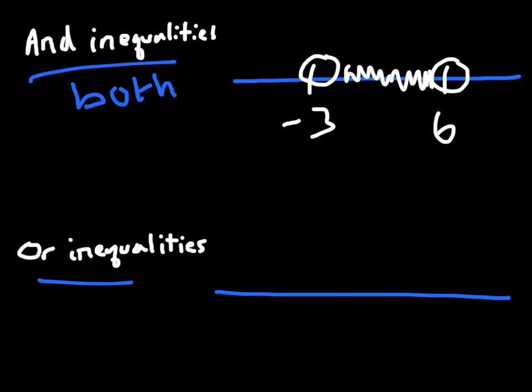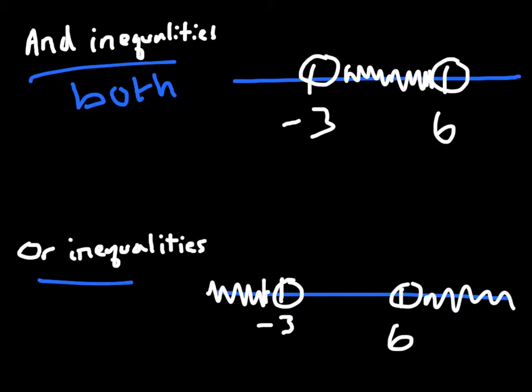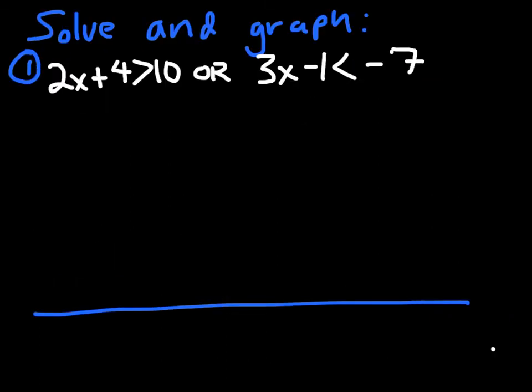Talking about the OR inequalities, again, if we have our same points, negative 3 and 6, if we say x is less than negative 3 or x is greater than negative 6, then they're going to be going apart. So up above they're going together, and down below they're going apart. So AND is together, OR is apart. Alright, we'll start with the ORs.